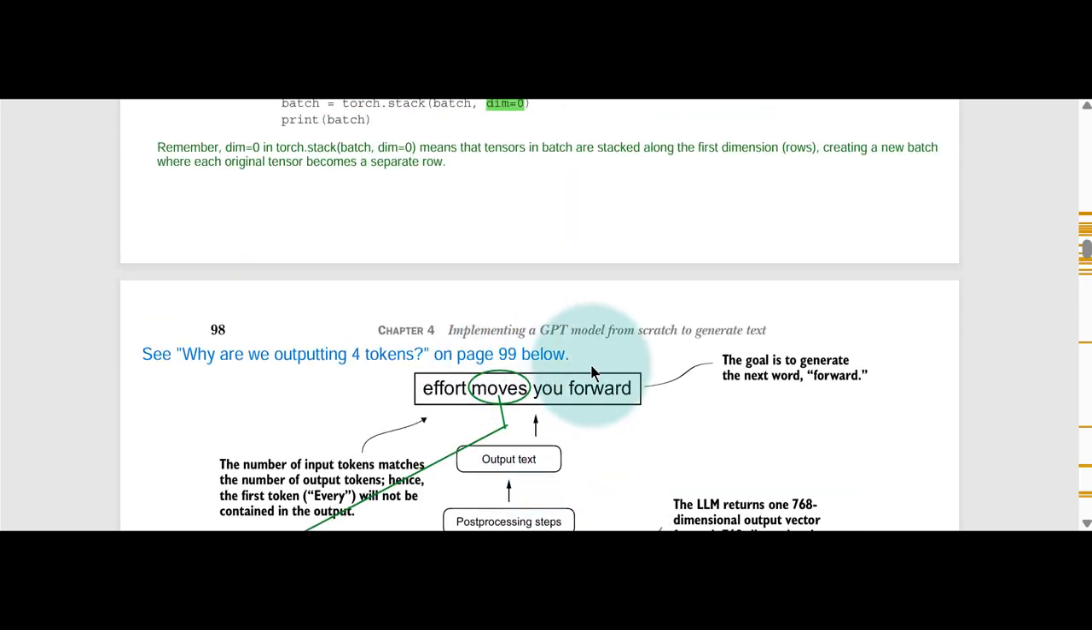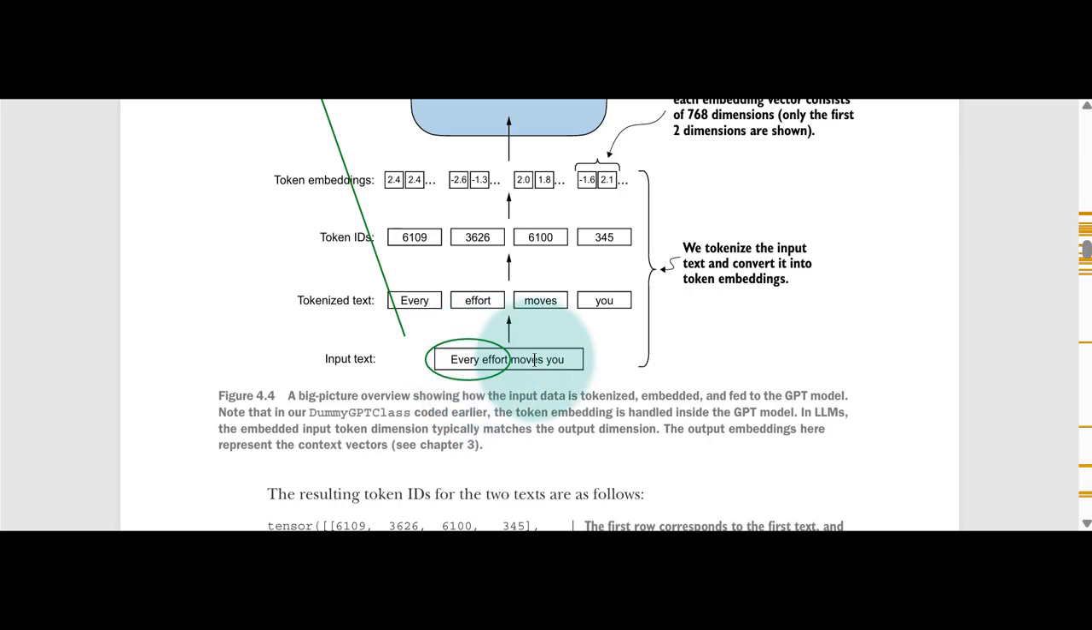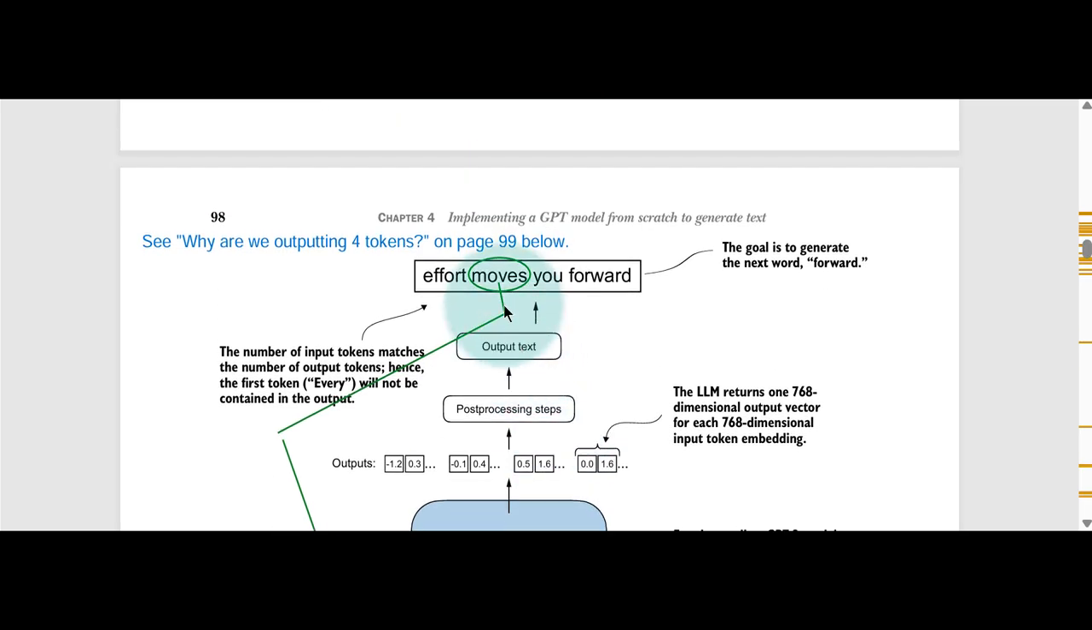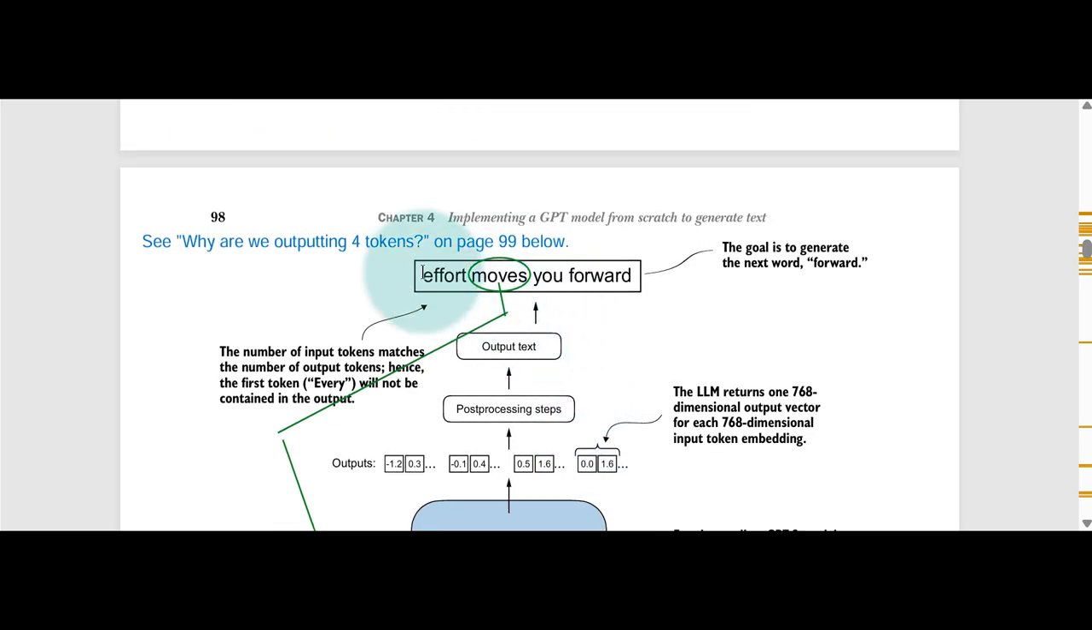So you can see that if you read this, it says: every effort moves you, and then this says: effort moves you forward. So what we're getting, or hopefully getting, is this whole thing, but shifted one ahead. So in other words, skip this one, and the first one will be effort, then moves, then you, and the next word, which is not present here, but hopefully it will be forward. So this is what we get.